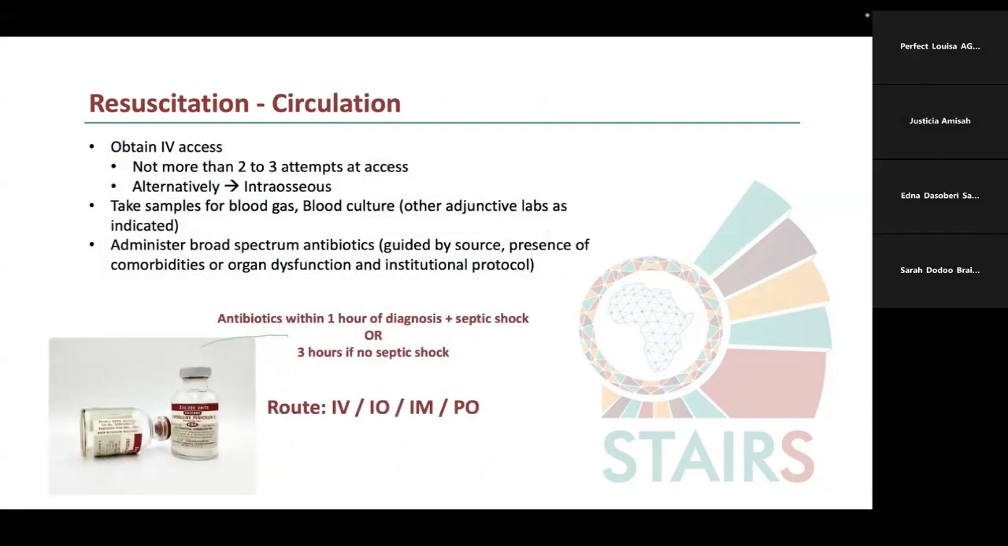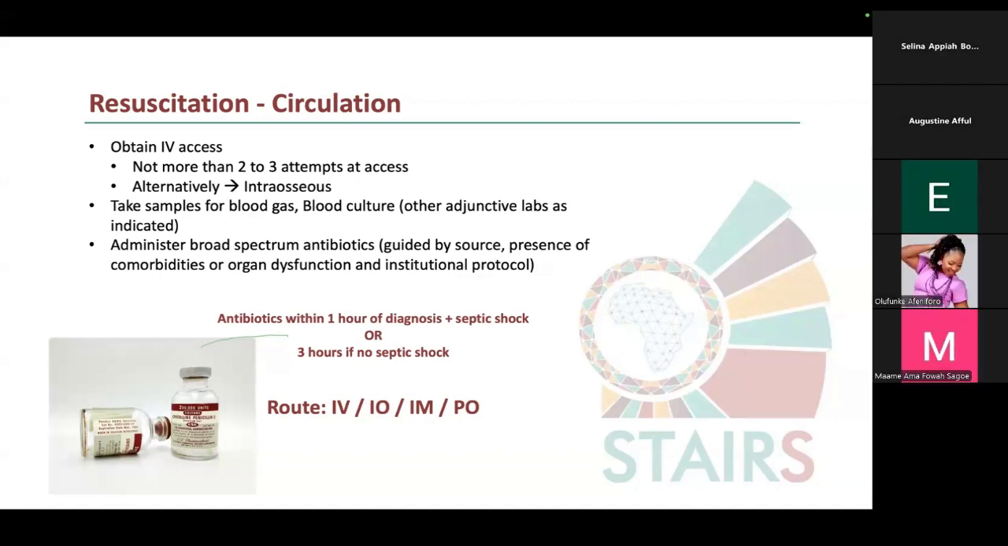Okay. So we move on to circulation. And for that, you would want to quickly obtain IV access. And I must say that you shouldn't spend more than 2 to 3 attempts trying to get a peripheral access. We've had instances where people may spend 30 minutes trying to get an access for a child who is septic and in septic shock.